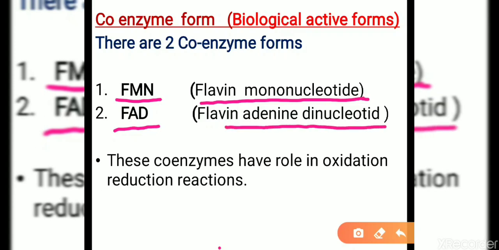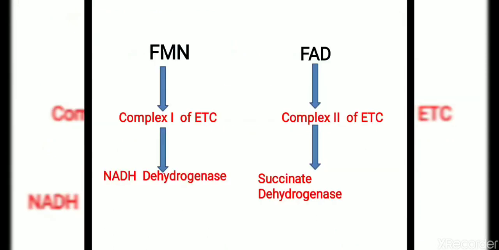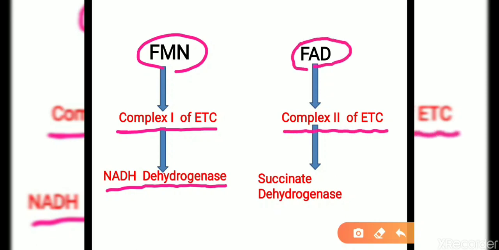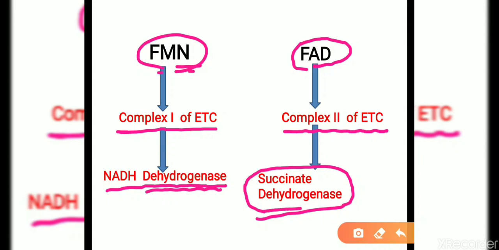FMN and FAD have a role in oxidation reduction reactions. Both FMN and FAD act as components of the electron transport chain. So let's see where they are located. FMN is present in complex 1 of the electron transport chain as a part of NADH dehydrogenase, whereas FAD is present in complex 2 of the electron transport chain as a part of succinate dehydrogenase. So NADH dehydrogenase enzyme contains FMN and succinate dehydrogenase enzyme contains FAD.